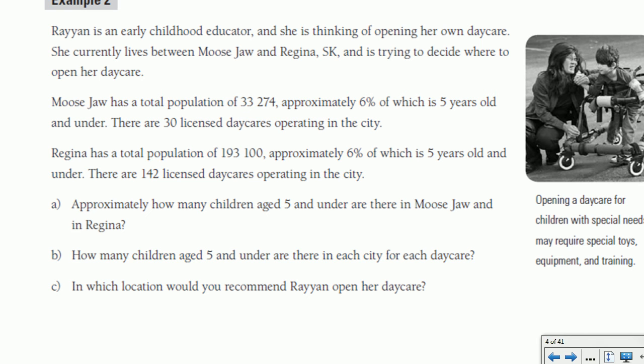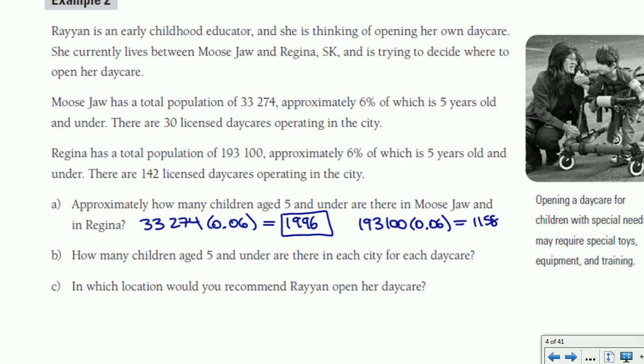So first we need to determine how many children are aged 5 and under in Moose Jaw and Regina. So the population of Moose Jaw is 33,274, 6% of which is 5 and under. So in order to find 6% of this number, we multiply by the percentage as a decimal. So that gives us a population of 5 and under, which is 1,996. And for Regina, the population is 193,100. Now 6% of that population is 5 and under. And when we do that multiplication, we get 11,586. So based on this calculation, it looks like Regina has a larger population that might support a daycare.